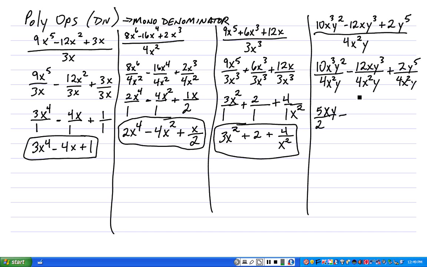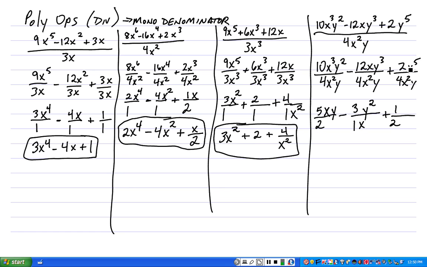Alright, 12 over 4, which is like saying 3 over 1. X to the 1 over x to the 2. 2 minus 1 is 1. My bigger exponent for the x is in the bottom, so I write my x to the 1 in the bottom. Y to the 3rd over y to the 1st. 3 minus 1 is 2. Bigger exponent is in the top, so I write my y squared in the top. Now I have a 2 over 4, which is 1/2.